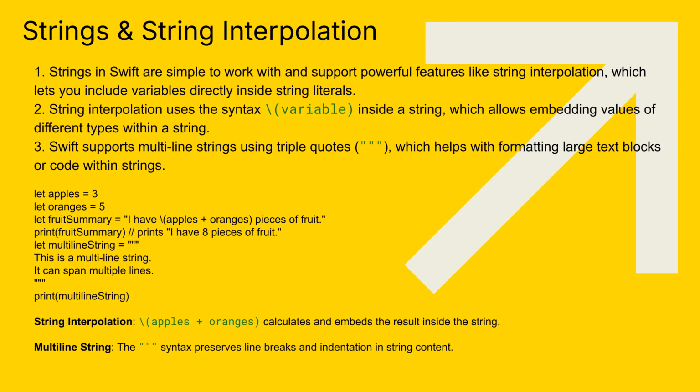Strings in Swift support string interpolation using a backslash and parentheses around a variable to embed values directly within a string. This feature simplifies creating dynamic text. Additionally, multi-line strings are supported using triple quotes.